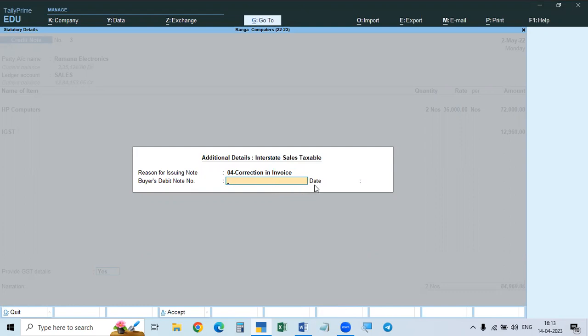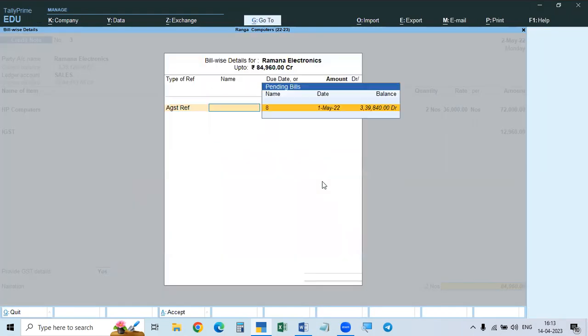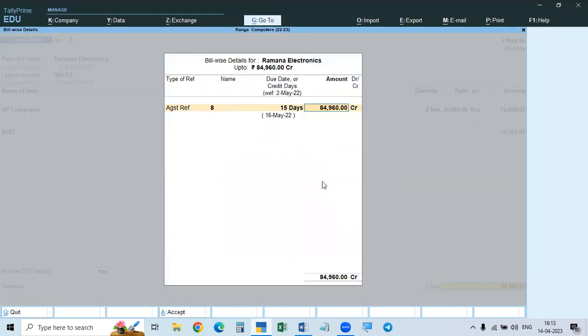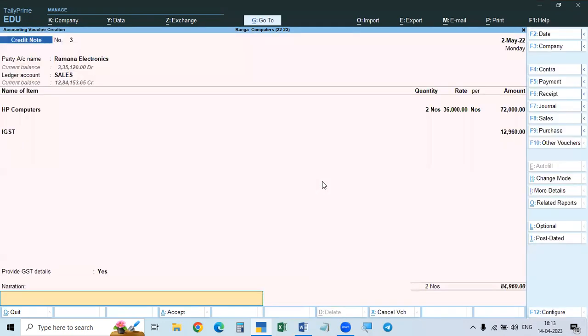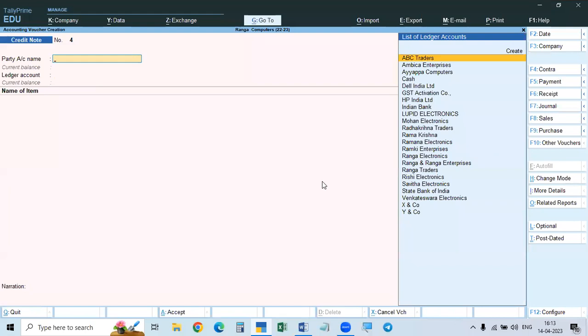Otherwise, we will keep it blank, and after he sends the debit note, then we will enter that. Now it will come. So here, number 8, first May. Against reference, it will take the same thing. Against reference, number 8, first May, it will take this amount, 84,960. So this is one: the first one is sales return.